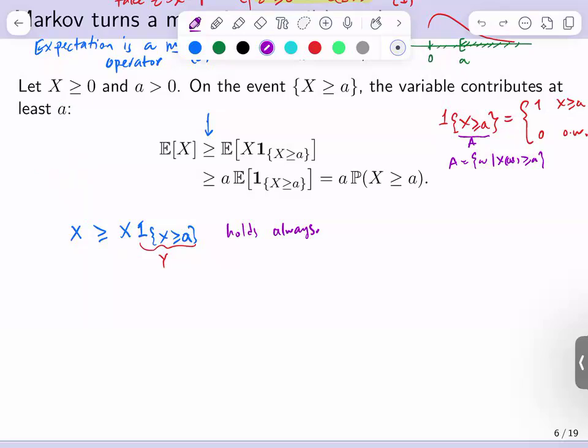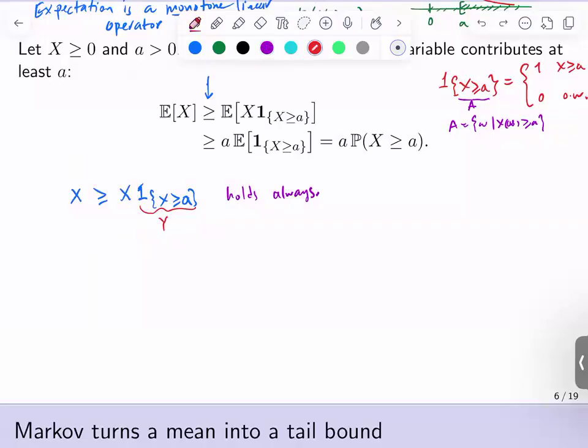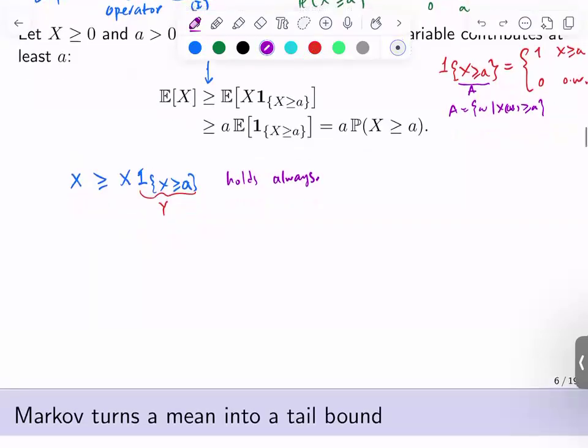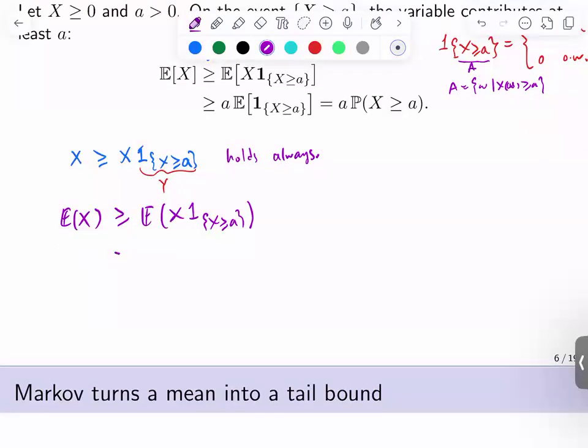Because this always holds, this side is some general random variable and this is another random variable. I can take the expectation of both sides by the monotonicity that I mentioned. The next stage is I can replace x here by a. I get another lower bound. Can anyone see why this is true? This is by monotonicity, why the second inequality is true.